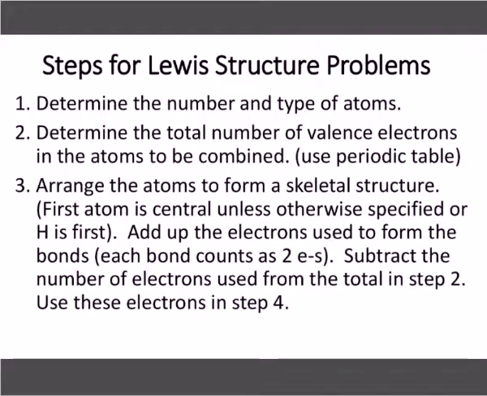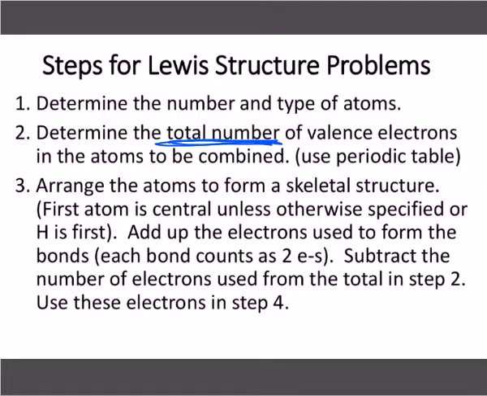So here we go. First step is we're going to determine the number and type of atoms. Pretty simple. You'll see how I'm going to read through all these and highlight the most important pieces, and then we're going to get into some practice, and you'll see how they all come together. Number 2 is to determine the total number of valence electrons. Total number, so that's all of the atoms combined. Have your periodic tables out if you don't have them out already.